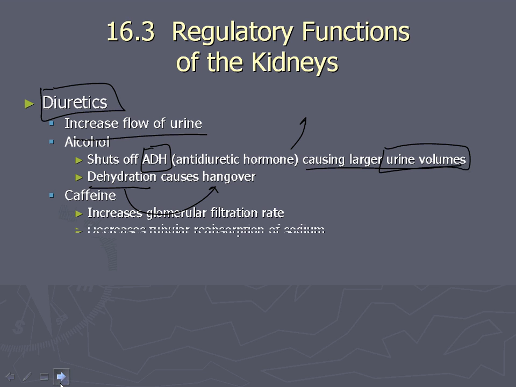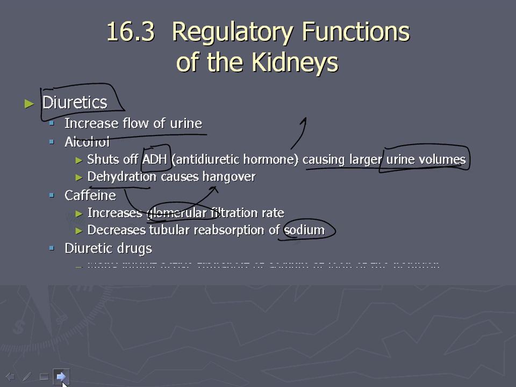Other ones too, caffeine. This is what increases glomerular filtration. It decreases the tubular reabsorption of sodium. And the last one, there's also some diuretic drugs which can help to inhibit active transport of sodium. So these diuretics can lower blood pressure because the sodium isn't being absorbed.